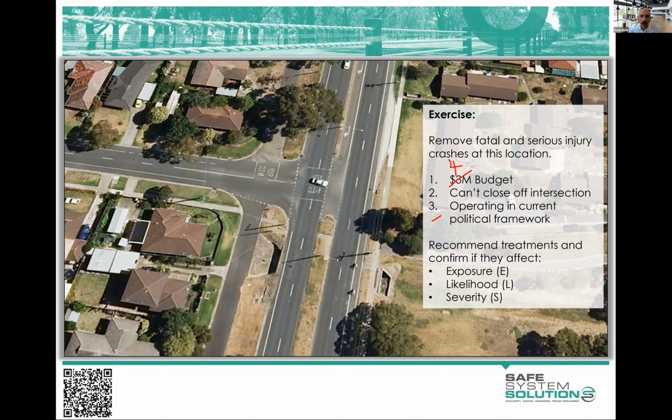So what you're going to do is pop your ideas in. People are already doing it, but hold on, please don't type it in yet, because the most important thing for everything that you put in is that you tell me if you are influencing the exposure to crashes, the likelihood of crashes, or the severity of crashes. So we're seeing somebody wants to signalize the intersection. Well, would signalizing the intersection change the exposure or the likelihood or the severity? I'll tell you now, it will change the likelihood.